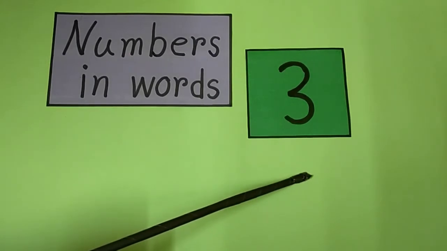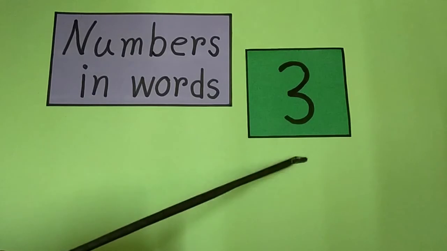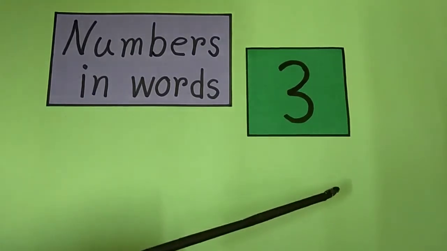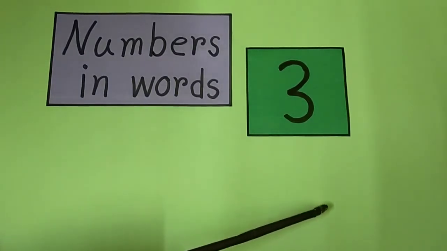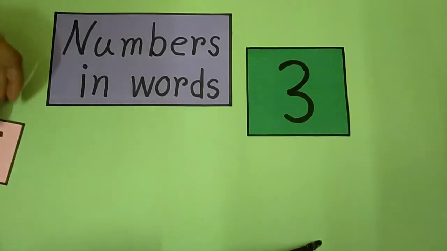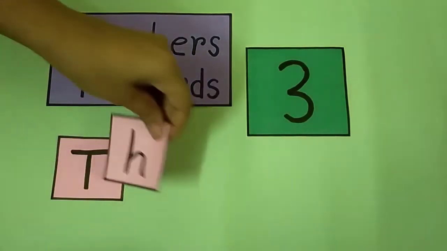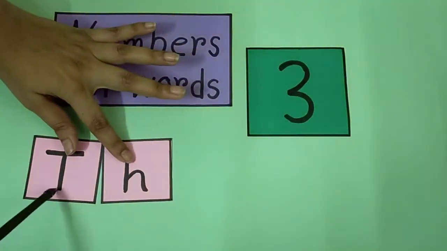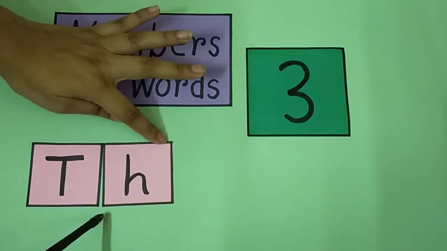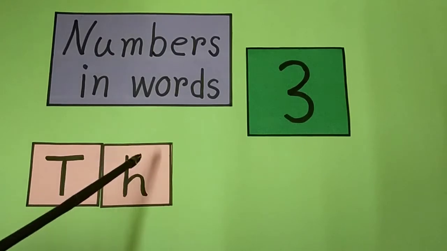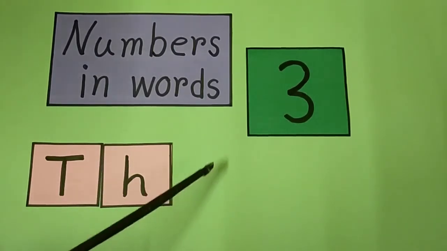Now, what number is this? This is 3. Now, in the beginning of 3, what is the sound? Th, th, th. It is a new sound, right? So, let's learn it. If we put T and H together, the sound will be th, th, th. You say the sound with me. Th, th, th. You will remember it, right? Yes.